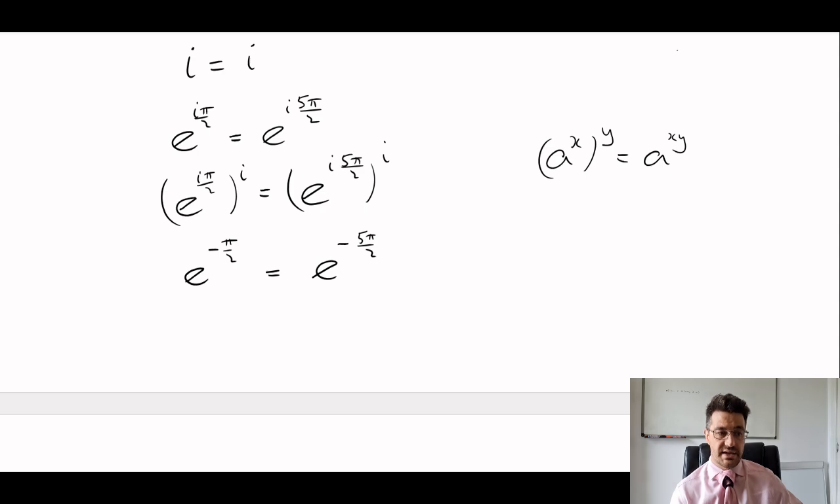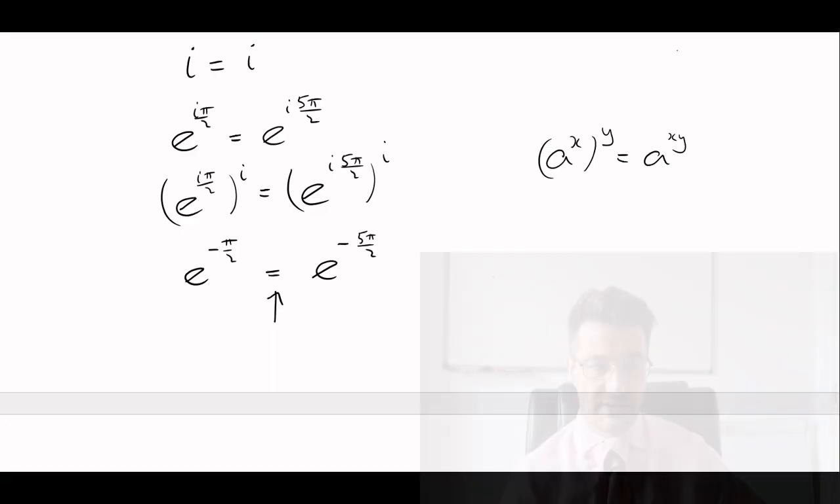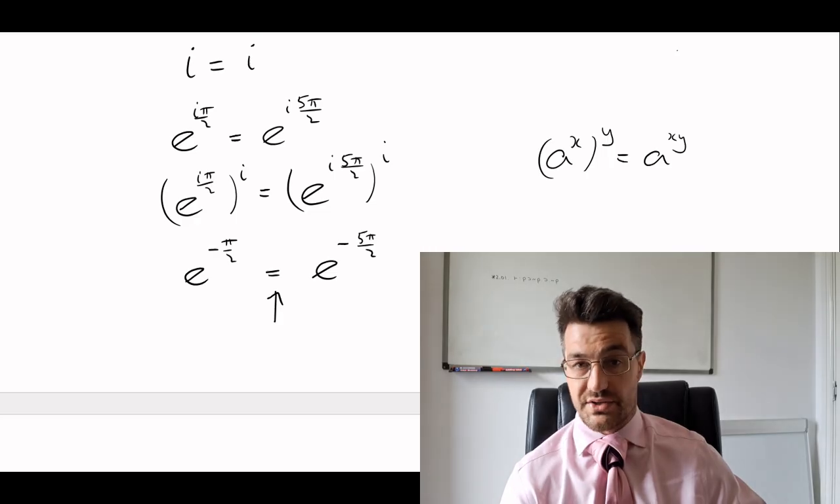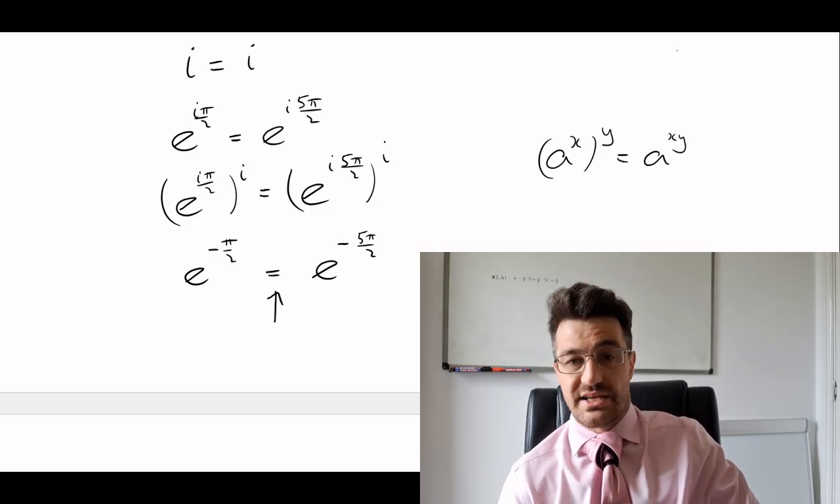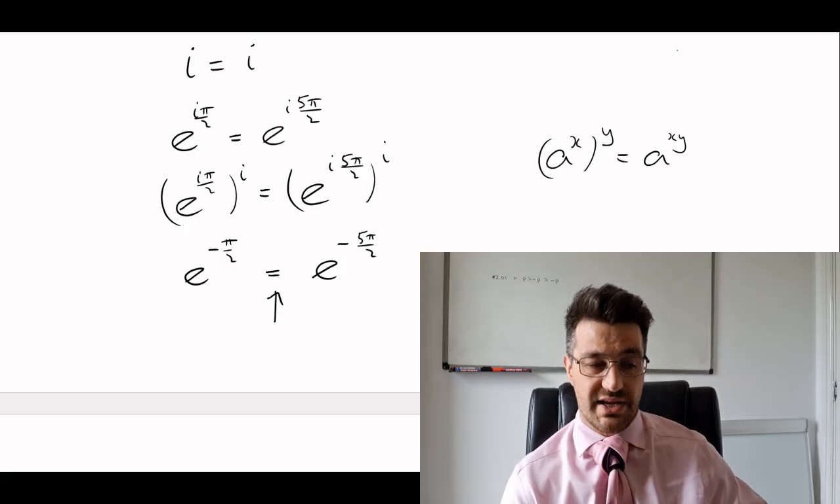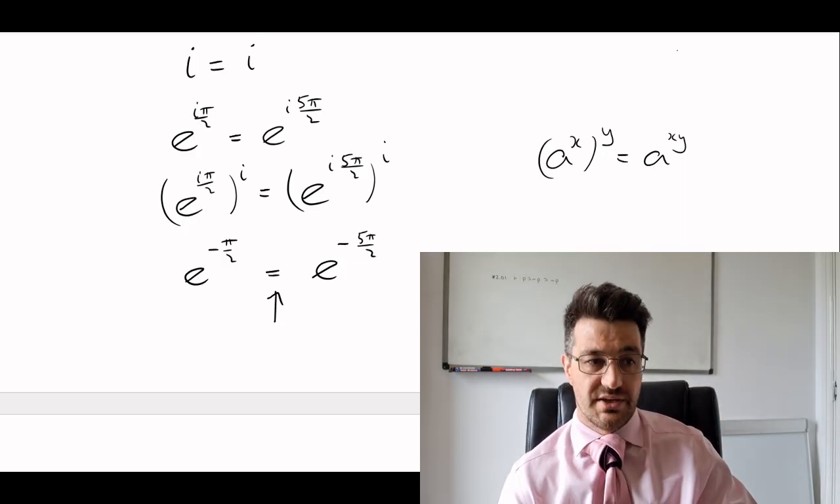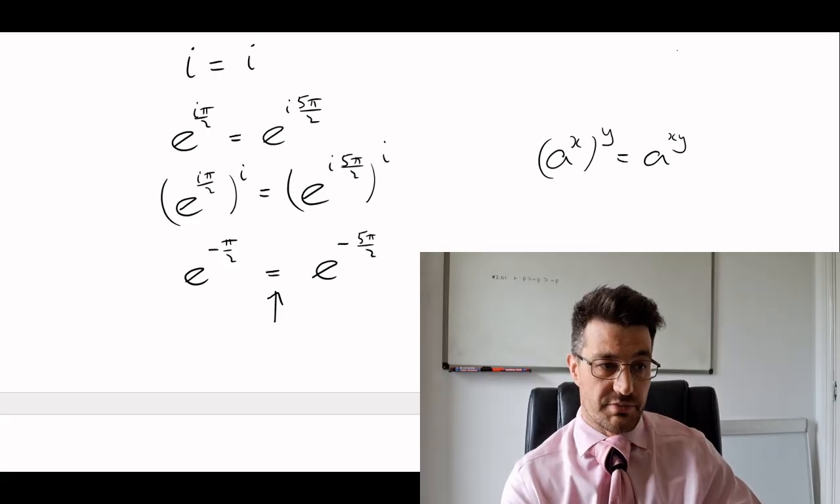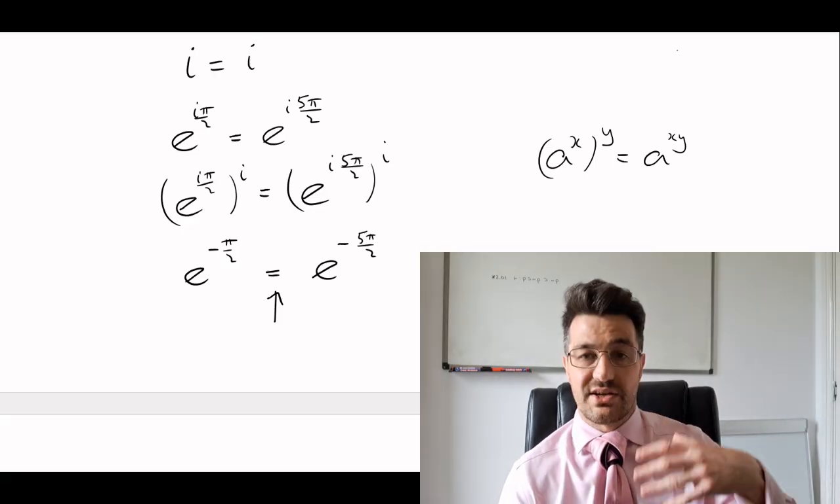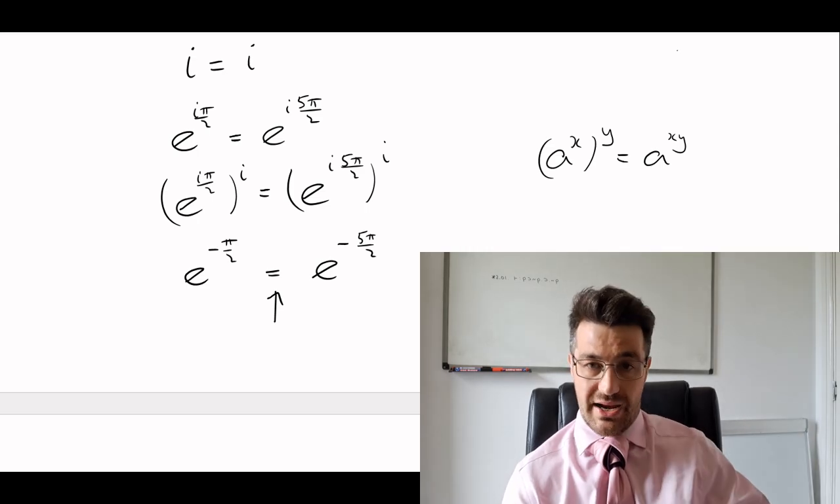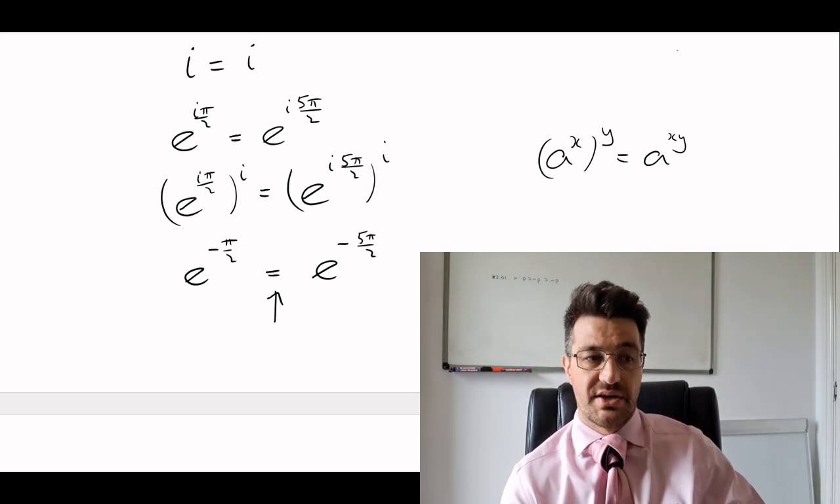But hang on a second, e to the minus pi by 2 is a different real number to e to the minus 5 pi by 2. So what's gone on here? Why have I got equality? And the answer to this is because the laws of indices, as they apply to real numbers, don't automatically just carry over unchanged to complex numbers. There are serious problems when it comes to raising complex numbers to complex powers, imaginary powers or complex powers. There's some serious difficulties involved with this.